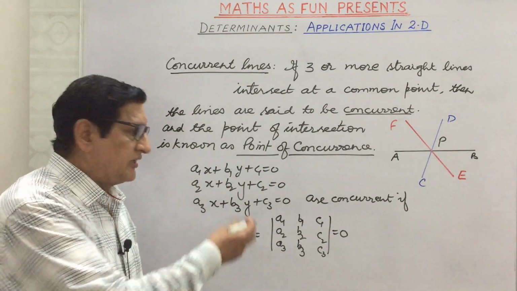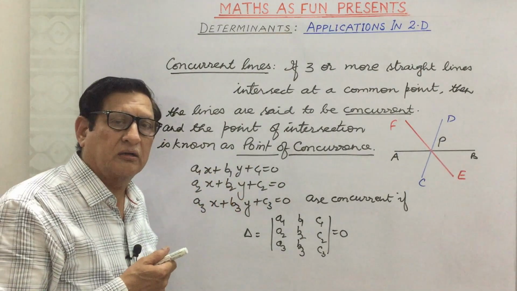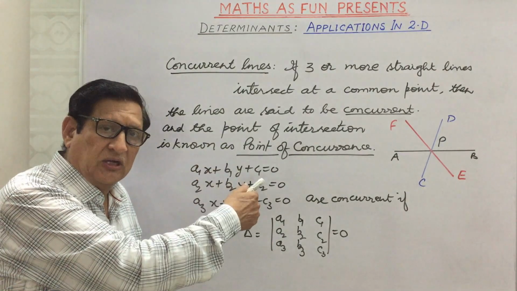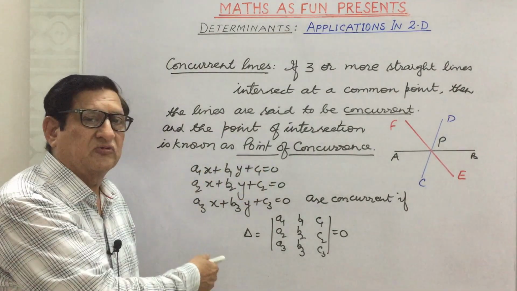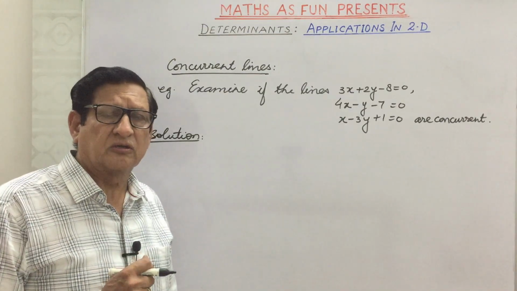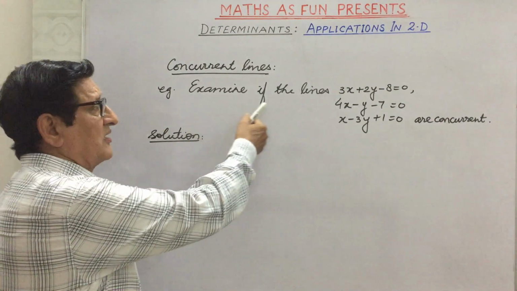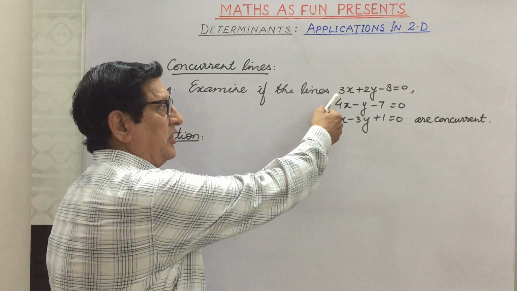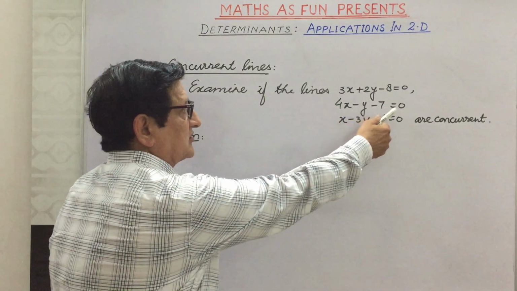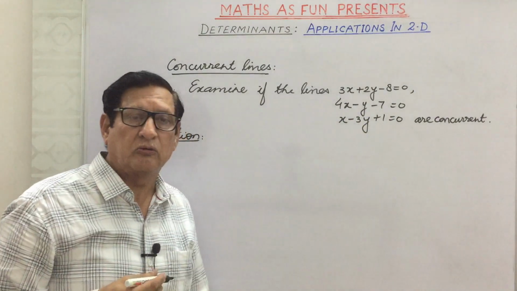But remember that by this particular method we can find out whether the 3 lines given are concurrent or not. But we can't find out the point of concurrence. To find the point of concurrence, we have to find the solution of these 3 straight lines. Let's understand this also by taking one of the example. And that example is, examine if the lines 3x plus 2y minus 8 equal to 0, 4x minus y minus 7 equal to 0, x minus 3y plus 1 equal to 0 are concurrent.